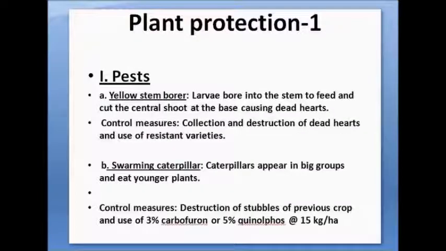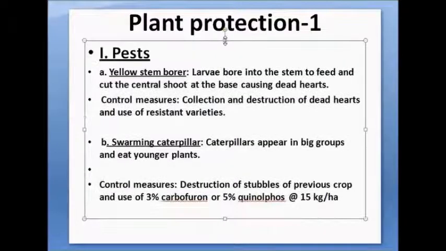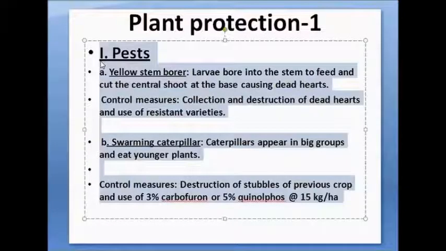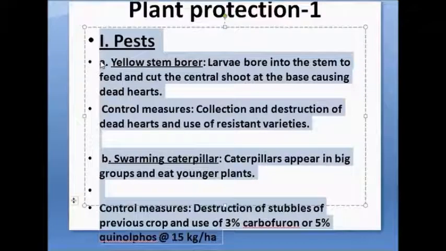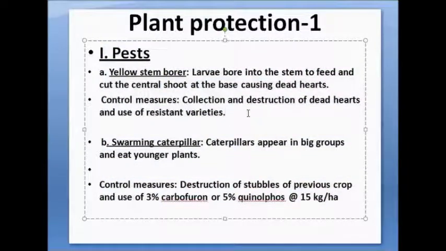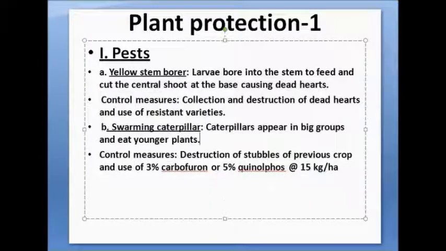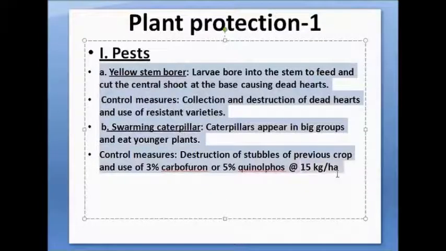Then plant protection. Now here in this case of plant protection, we have studied the topic of plant protection in detail during the 11th standard lecture. So here, what is the plant protection? We have to protect the plant from its enemies.